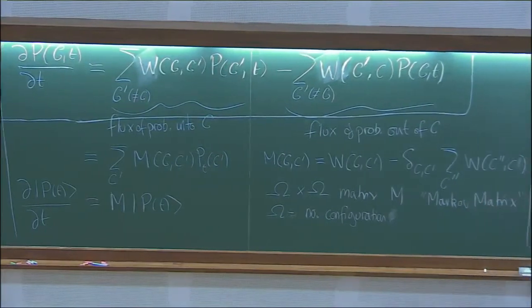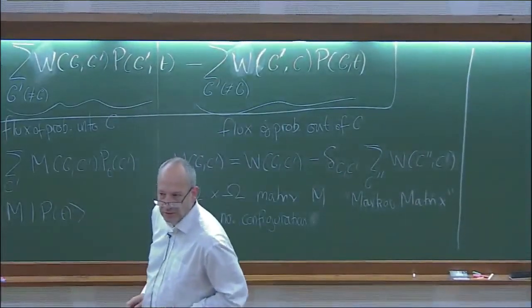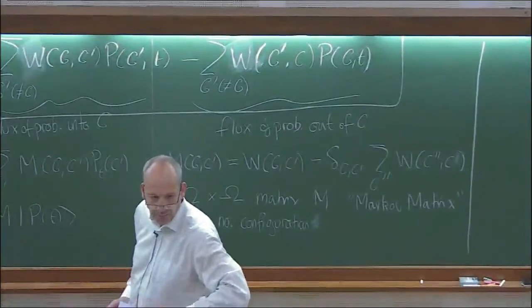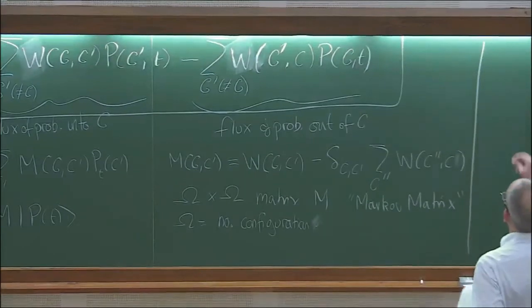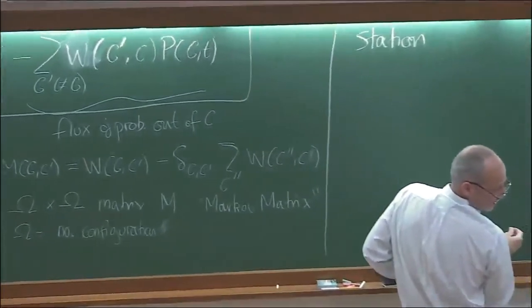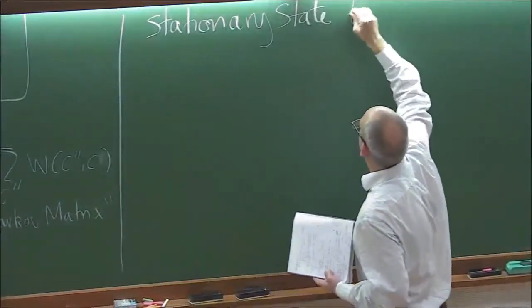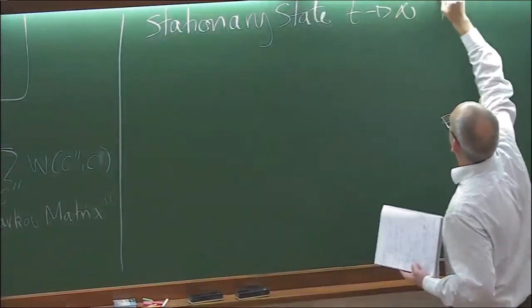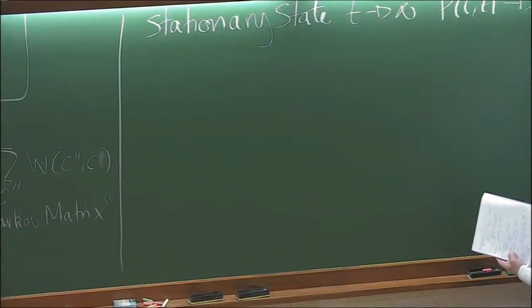So the first thing, we'll come back in a little moment to how we would solve this equation for all time. But the first thing is, as I mentioned earlier, we're interested in what happens after a long time. And that's what we call the stationary state. So the stationary state occurs when t goes to infinity. Then we expect p to go to some time-independent distribution, which is the stationary state. And I'll denote this with an asterisk.